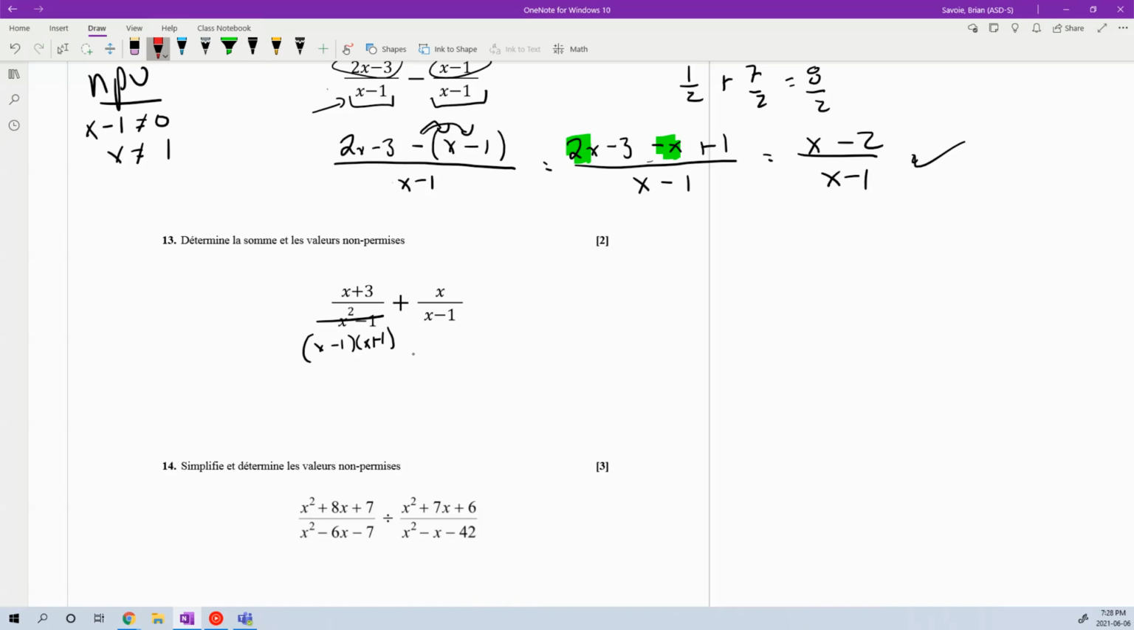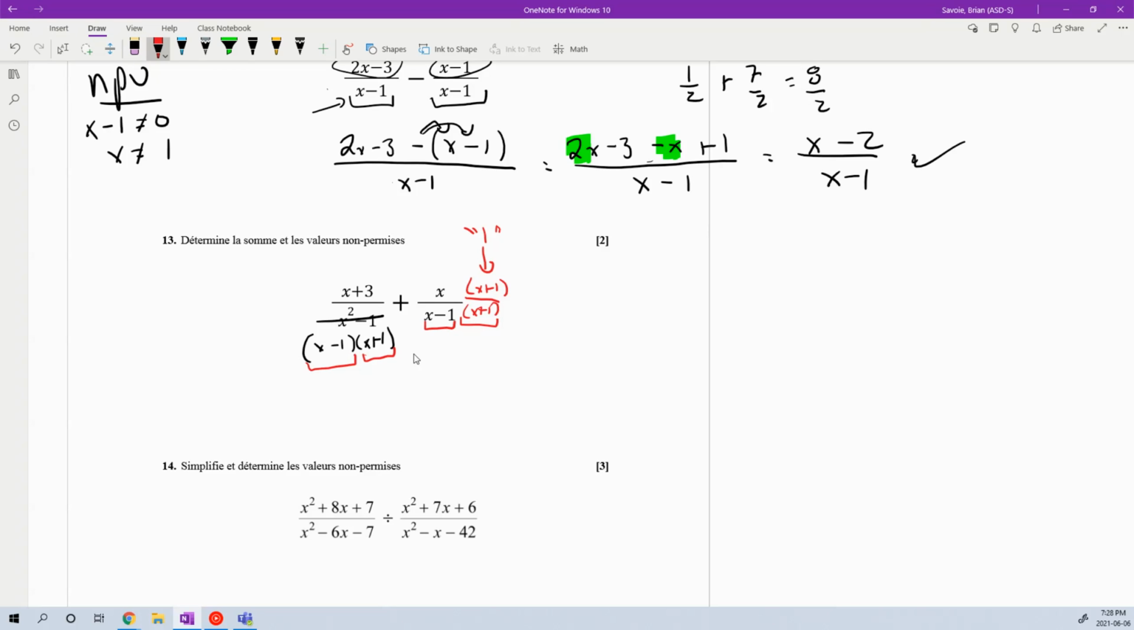Okay, so in order to get the same denominator, I need to have the exact same thing under each one. Which means I need to have the same pieces. So I see that this one has an x minus 1. This one has an x minus 1. All right, this one has an x plus 1. This one does not. So I'm going to add in the x plus 1 to the denominator and to the numerator. The reason this works is because I'm essentially multiplying by 1.